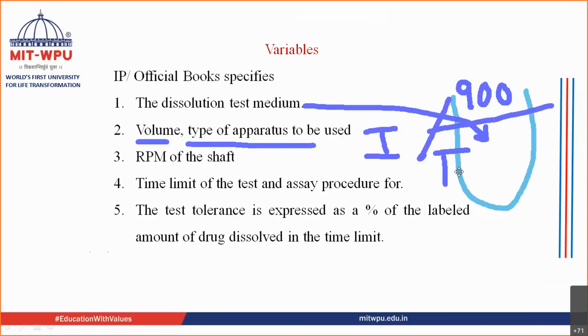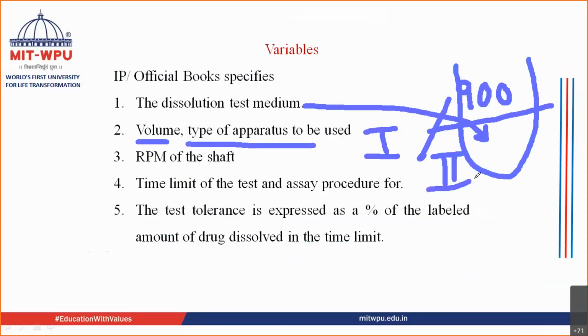That is also given in the monograph. What should be the RPM of the shaft? So you have a shaft over here. At what RPM should this be rotating? That is also going to be given.